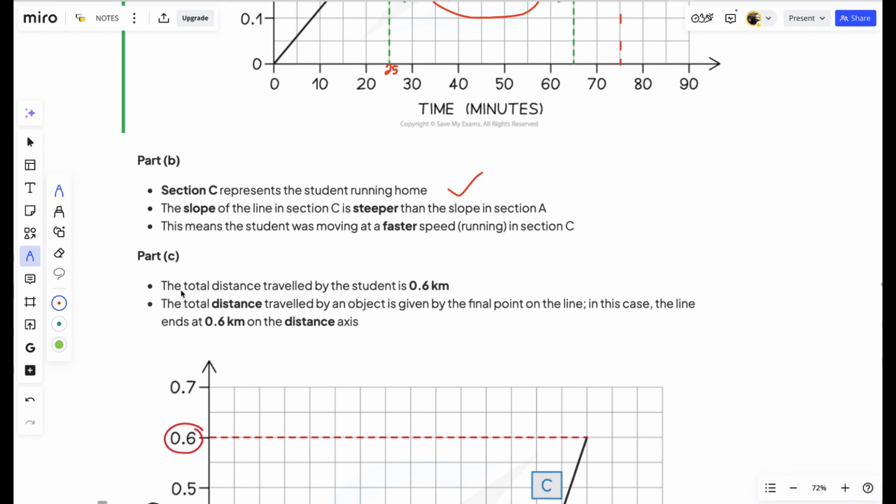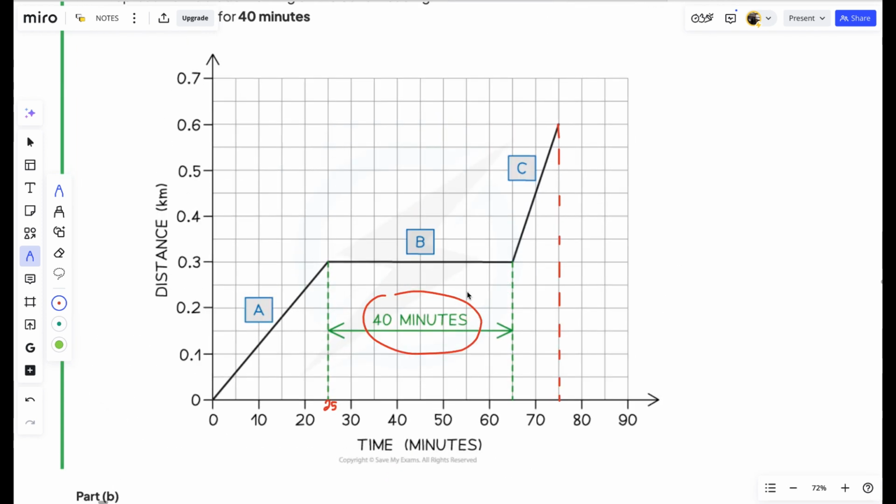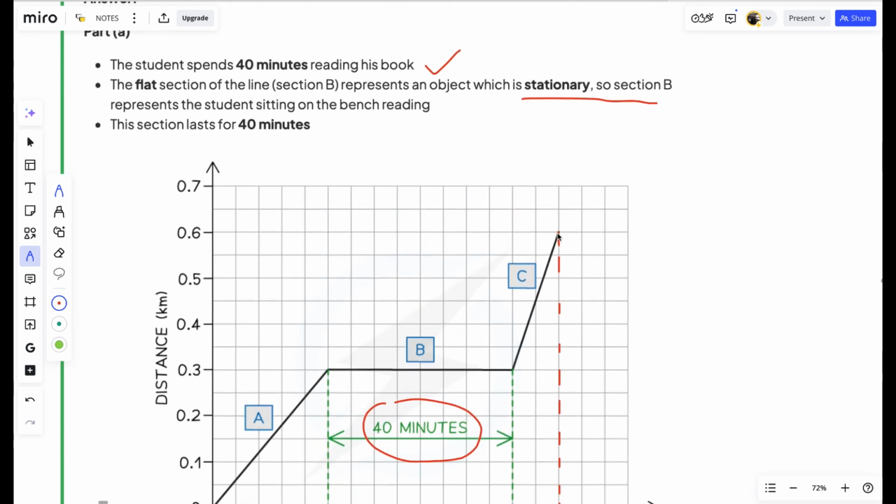Okay, so we say the total distance traveled by the students is 0.6 kilometers. But we're going to find out how. The total distance traveled by the object is given by the final point on the line. In this case, the line ends at 0.6 kilometers. Let's see where the line ends. The line ends at this point, right? So you trace it, and that will be the total distance.